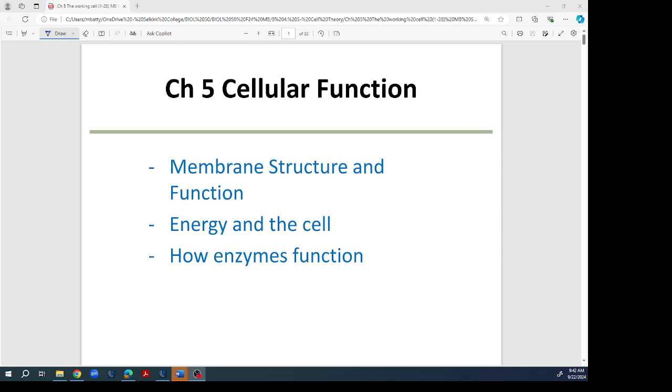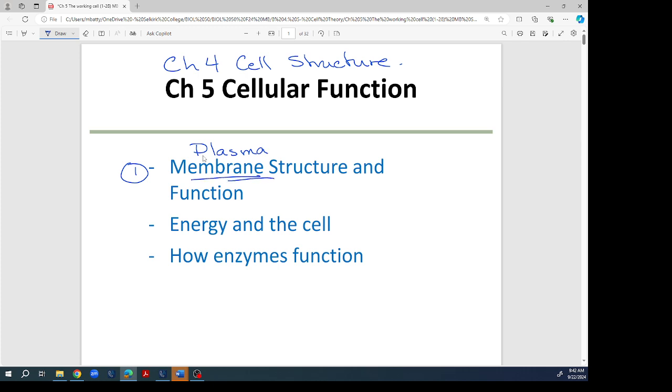So chapter 5 is about the function of cells. Chapter 4 was about the structure of cells. And so in chapter 5, we're going to actually talk about three kind of distinct topics. The first one is the membrane structure and function, and that we're talking about the plasma membrane, but all membranes throughout the eukaryotic cell.